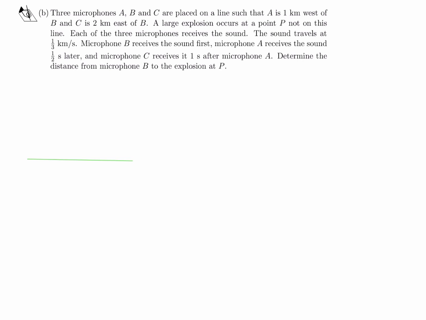Let's draw a diagram. So here it is. And we have microphone A, B, and C. And some point there's P.